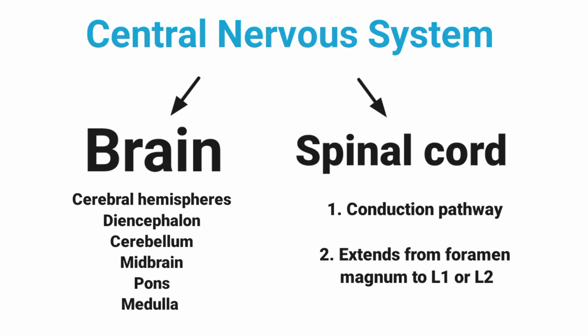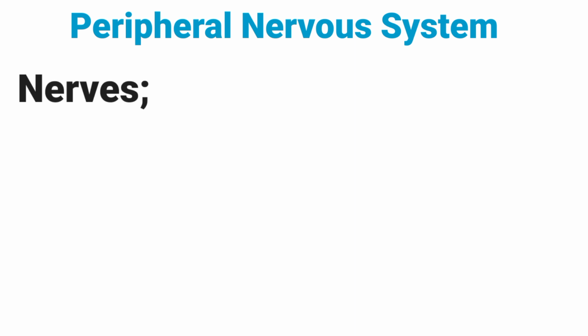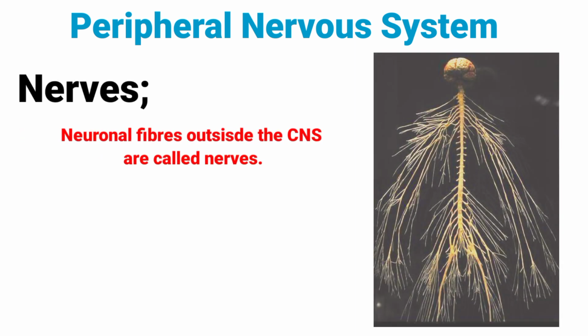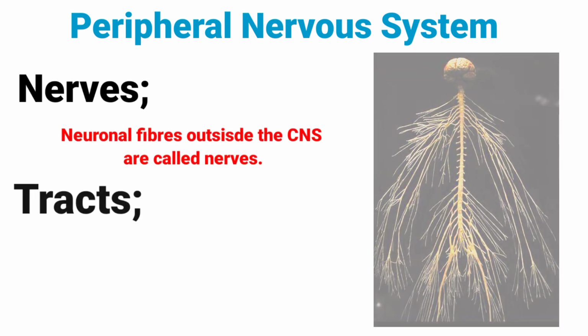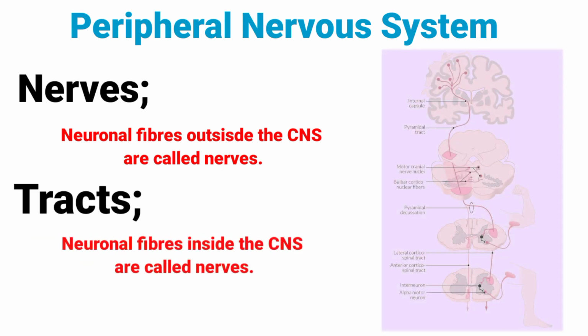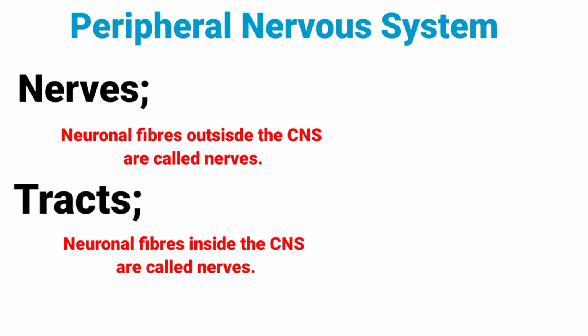Now we move towards the peripheral nervous system. One thing we have to discuss before going into the deep discussion of peripheral nervous system is nerves. Nerves are the bundle of neuronal fibers outside the CNS, while these fibers in the CNS will be called tracts. You can recall different tracts in the spinal cord like dorsal column and spinothalamic.